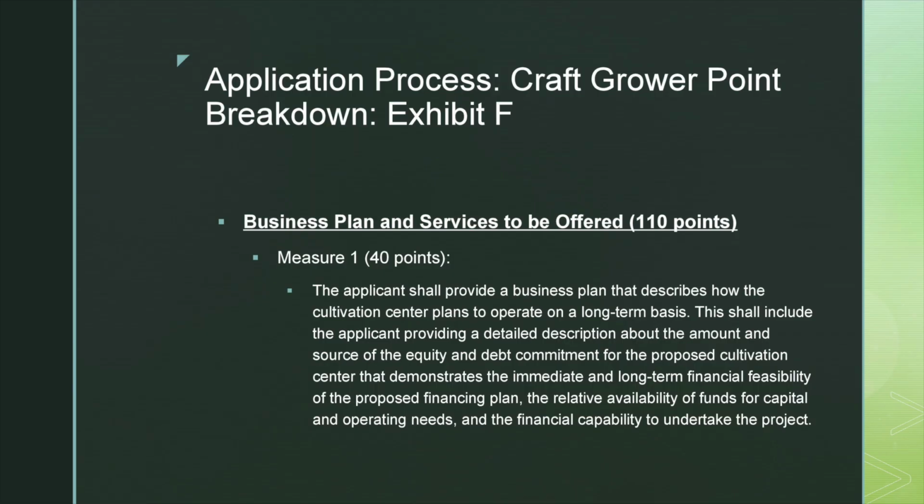Now to slide 26, which is Exhibit F, the business plan and services to be offered. This is 110 points, and the first measure is worth 40 points. The applicant shall provide a business plan that describes how the cultivation center plans to operate on a long-term basis. This shall include the applicant providing a detailed description of the amount and source of the equity and debt commitment for the proposed cultivation center that demonstrates the immediate and long-term financial feasibility of the proposed financing plan.